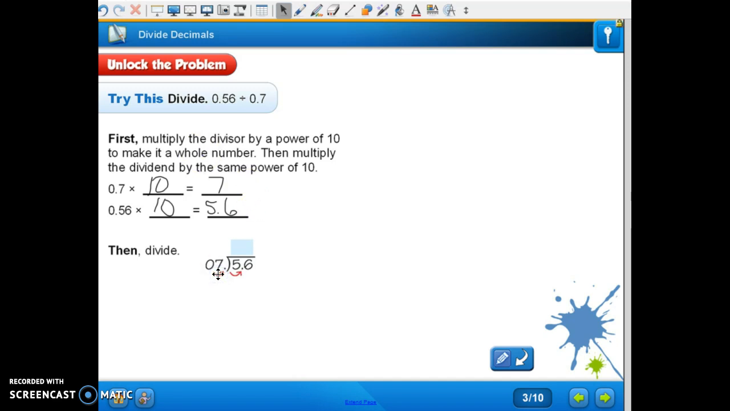Yes, we now have 7 and 5 and 6/10. How many 7s are in 5? None, right? So we don't have anything there. How many in 56? 8. What do we do with our decimal? Bring it straight up into our quotient. And that is 8. So 56 minus 56 gives us 0. So our answer to this is 0 and 8/10.